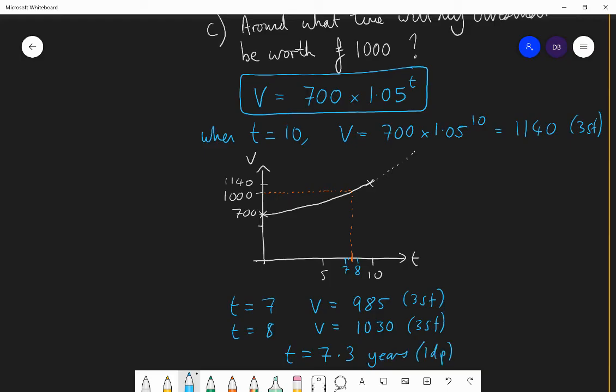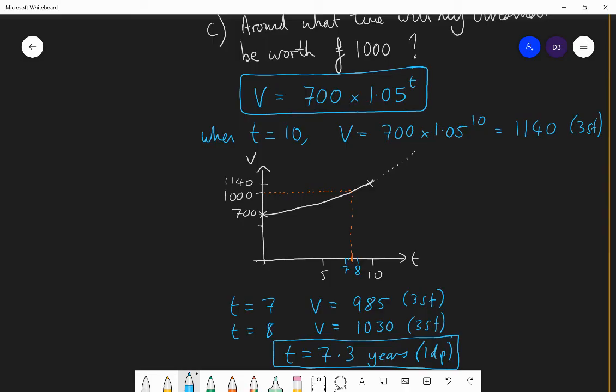So around a third of the way, just under a third of the way through the year, I would reach £1,000 for my investment. Okay, 7 years and about a third, just under. Now, in the future lessons, so the next lesson and the one after that, we're going to learn about something called logarithms, which will allow us to calculate this without trial and error.